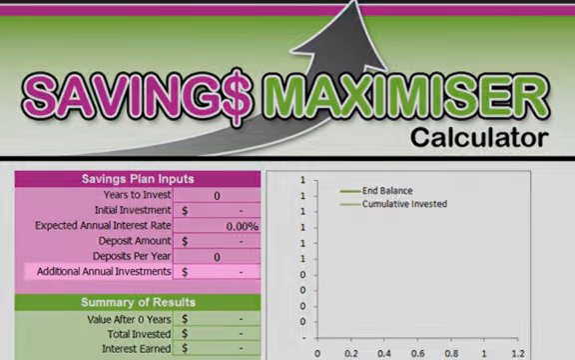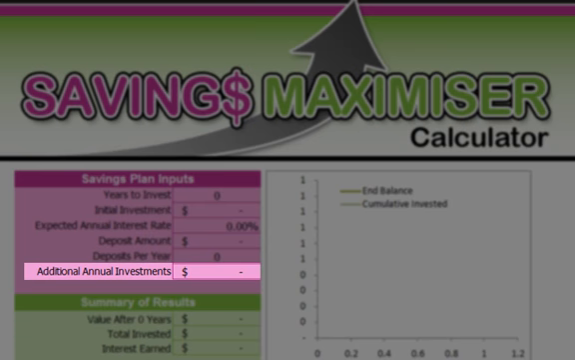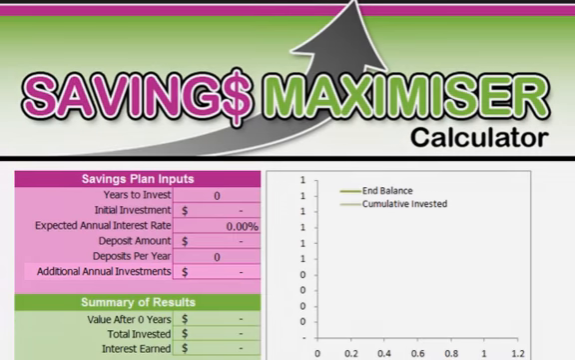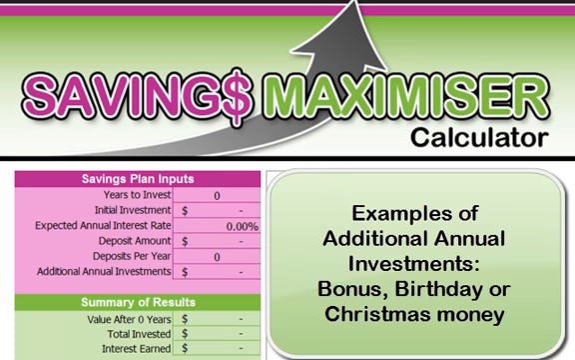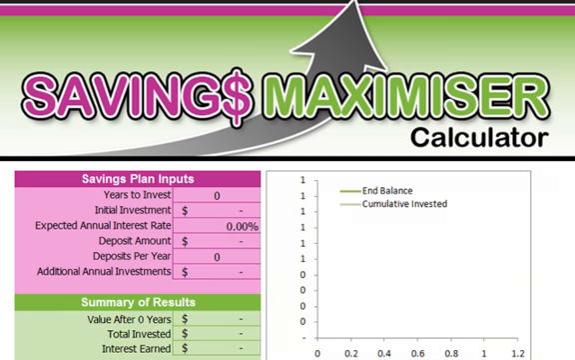And the last one is additional annual investments. So you enter an amount here if you expect to receive a lump sum from somewhere else which you'll contribute to your investment. So for example, let's say that you expect to receive a bonus of $1,000 and you want to put it into your investment. It could also be birthday or Christmas money.